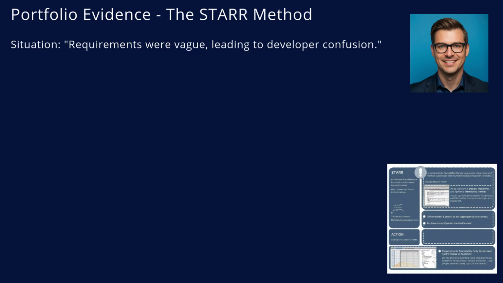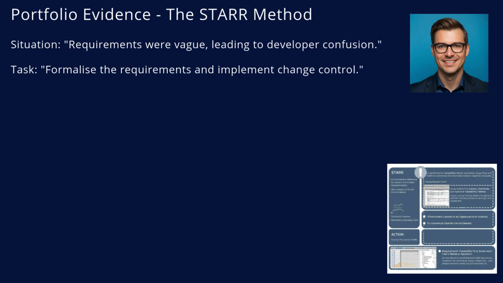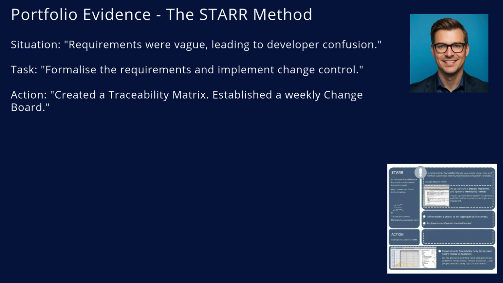Use the STARR method. Situation: on a recent project, the requirements were vague and kept changing via email, leading to developer confusion and significant rework. Task: I needed to formalize the requirements process and implement a change control mechanism to stabilize the project. Action: I created a requirements traceability matrix to link every business need to a technical output.